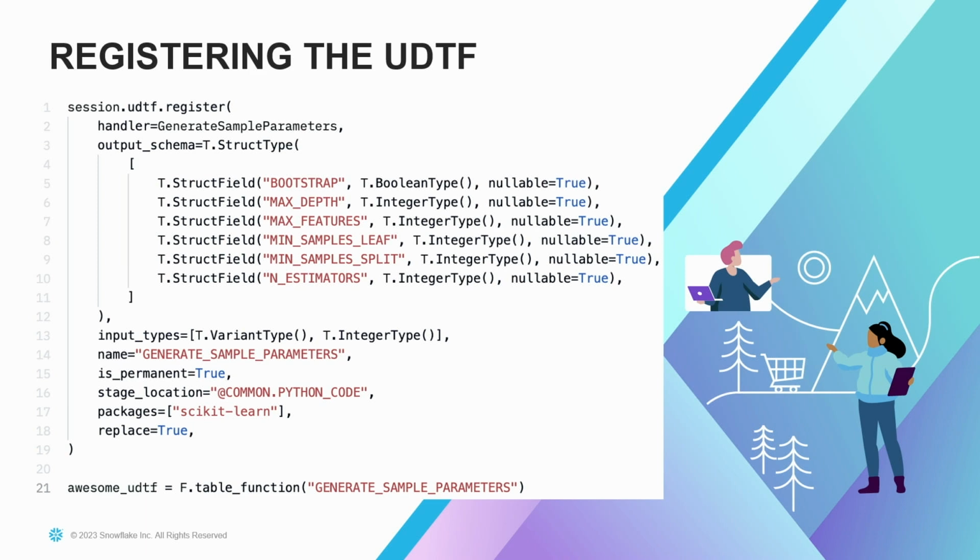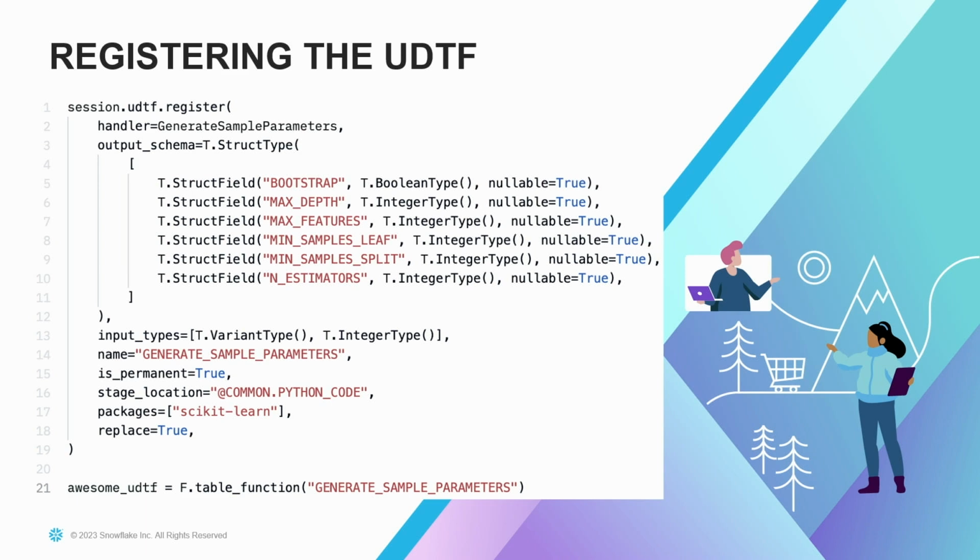So then I register this UDTF. And the input types are going to be a variant type and an integer type. And that variant type is going to be a column in Snowflake that is a dictionary of all of my hyperparameters in one column. And then the integer type is going to be how many hyperparameter combinations do I want?